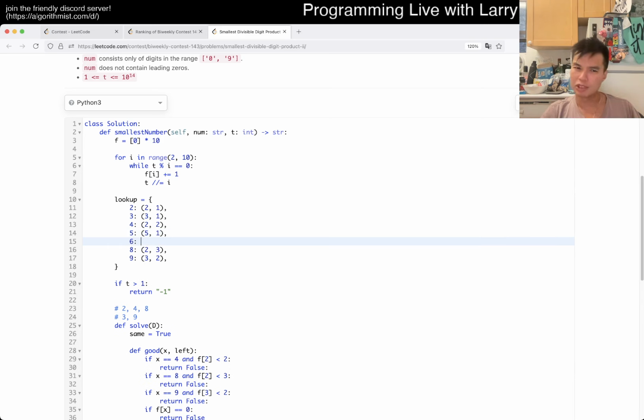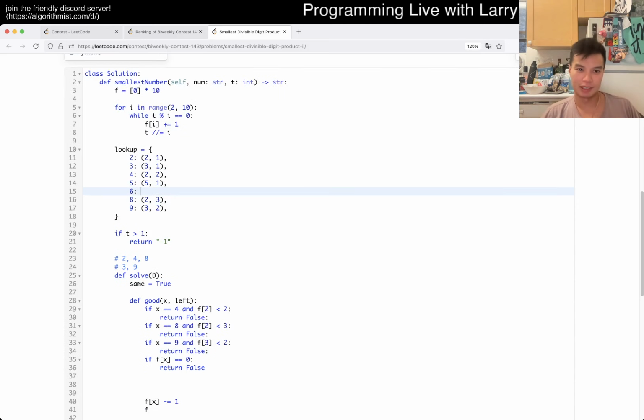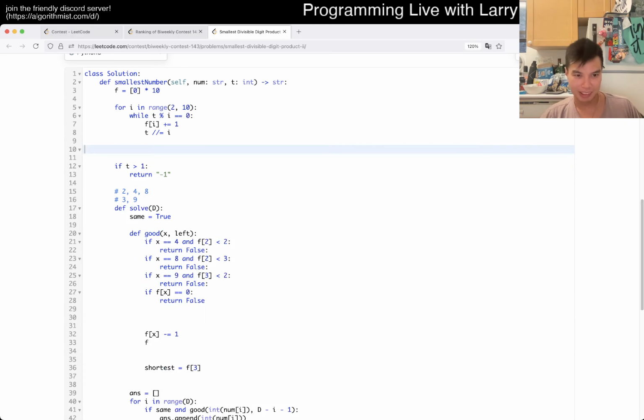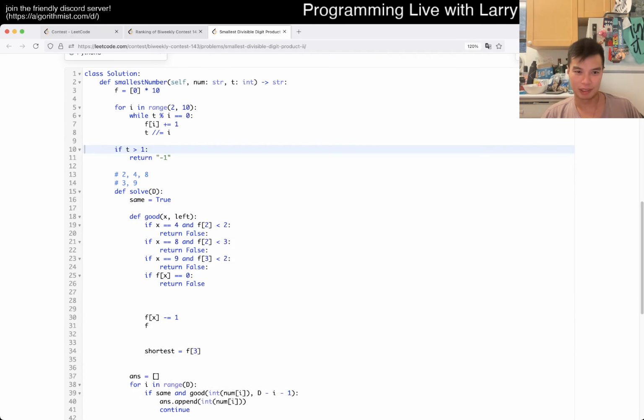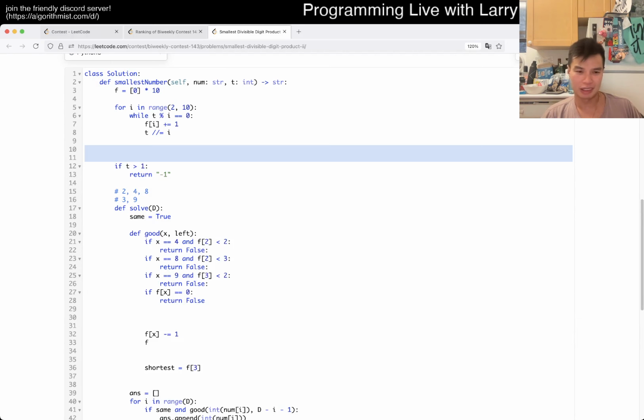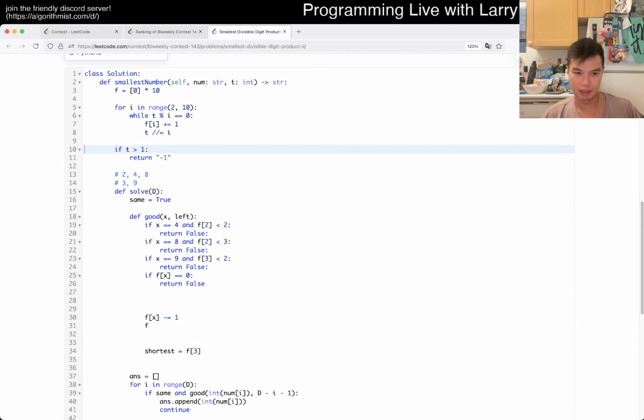Oh, 6 is weird, isn't it? I actually forgot about 6. Oh my, I guess it's just a lot of if statements then. I was going to try to do something a little bit funky, but 6... I guess 6 is the only one, really, but either way. Okay.